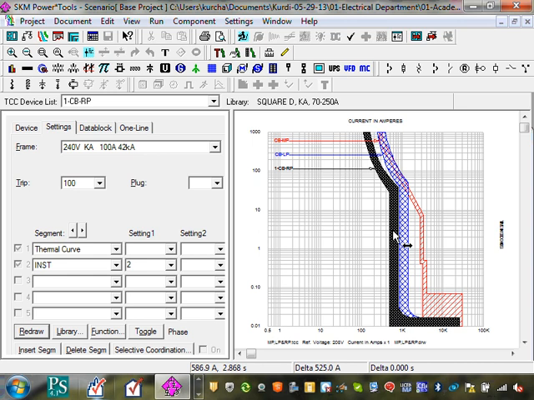Any comments, guys? Any questions about overcurrent protection coordination? These are nice looking graphics as a visual representation of the settings that you do for the circuit breakers.